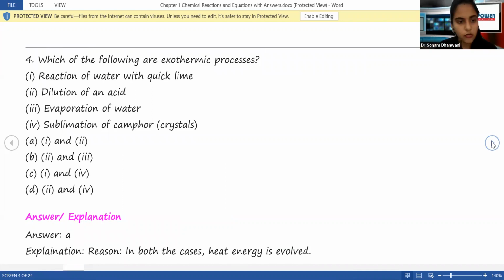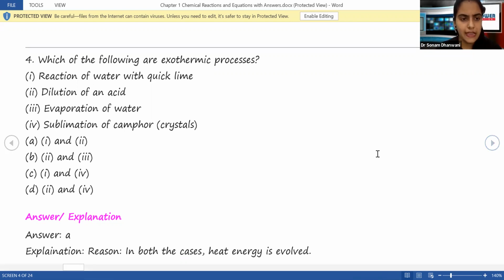Okay, let's go ahead. Which of the following are exothermic processes? Now, firstly, what is endothermic and what is exothermic? Very basics of the chemical reactions. You all should be knowing about this. Exothermic is where energy is given out. Energy or heat is liberated. Endothermic is where heat energy is taken in the reaction. So here, which are the processes which are exothermic?